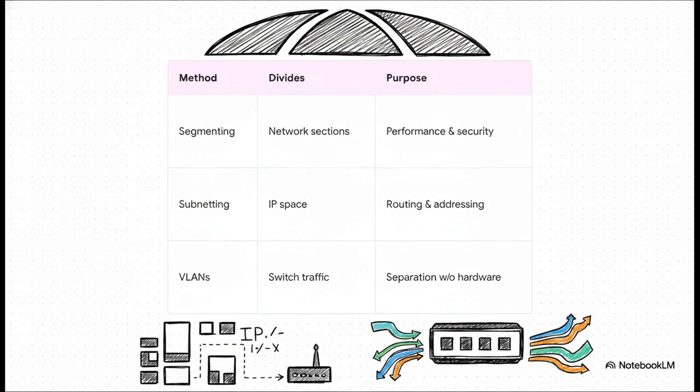Subnetting, on the other hand, is the specific method of dividing the actual IP address space to create smaller IP networks using subnet masks, and that's primarily for routing control. And then we have VLANs, or virtual local area networks, which logically separate traffic at the switch level. VLANs are amazing because they let you separate networks without needing to go out and buy separate physical hardware for every single group in your building.